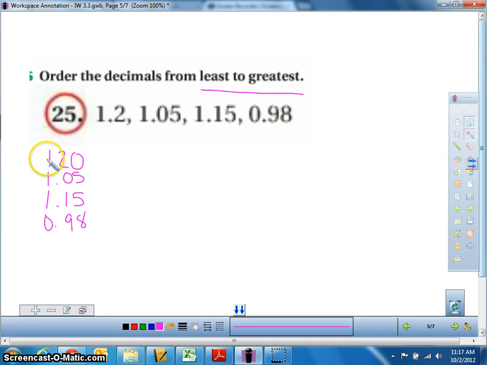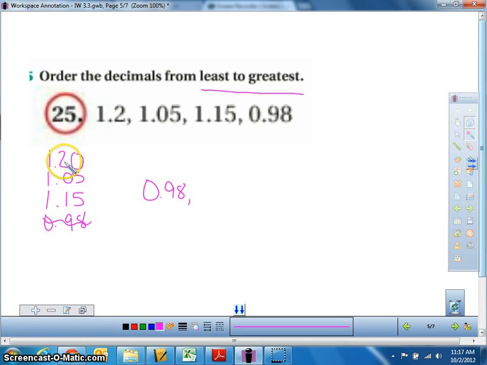So now I'm just going to compare, starting over on the left. I've got all ones and then a 0. So I know that this bottom one has to be the smallest number. So that's going to be the first one in my list. So this one's done. I'm going to cross it off. So I got all ones.